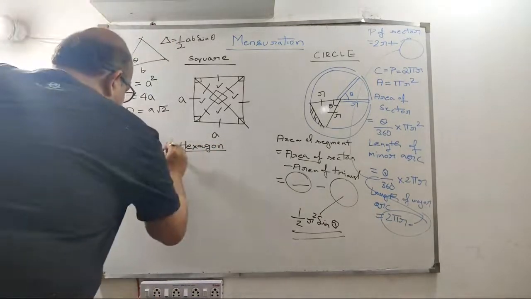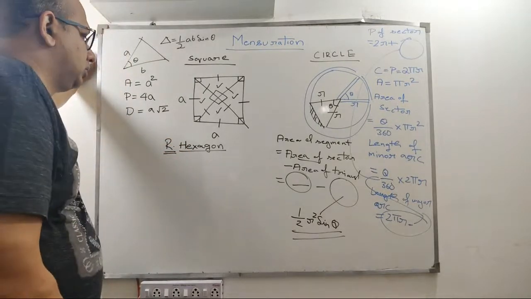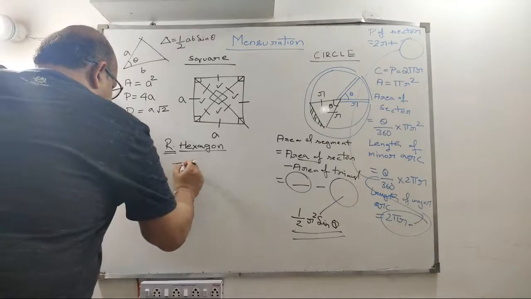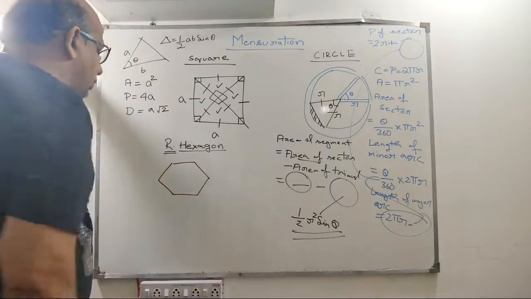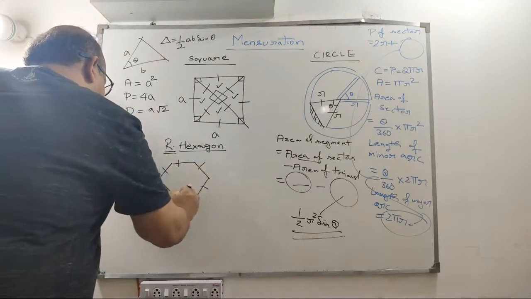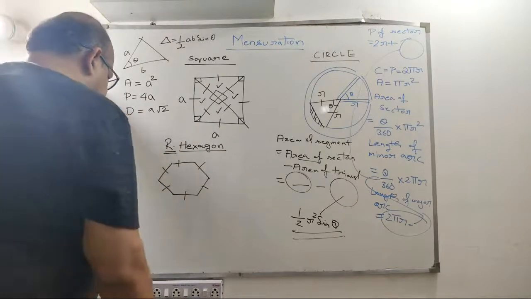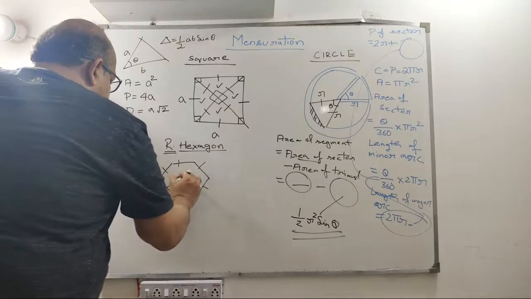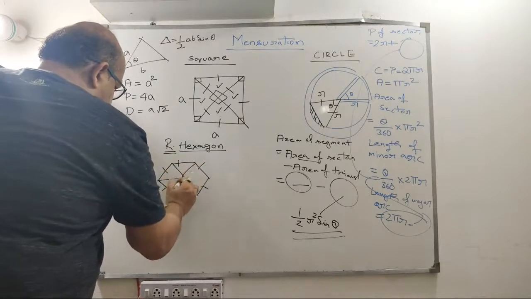So we are talking about regular hexagon only at this point of time. The shape hexagon has got six sides. Regular hexagon or regular polygon will have all the sides equal to each other, correct? All the interior angles formed will be equal to each other.